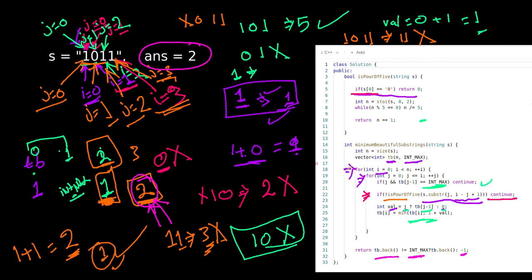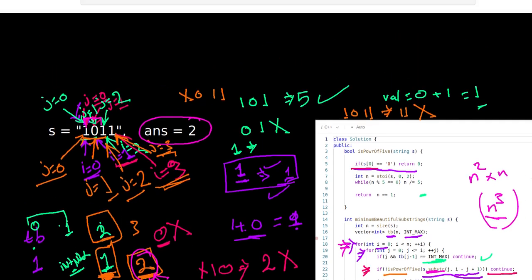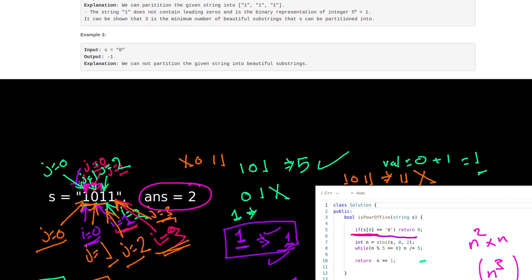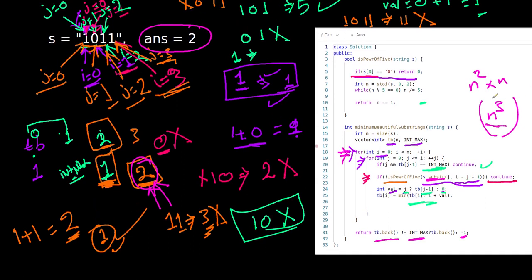Time complexity for this: we have 2 for loops, so n square. Also you need to consider that taking the substring from i to j also costs up to n, so you can multiply by n, giving n cube. This is the time complexity, but this is okay since the maximum length of the string is 15.